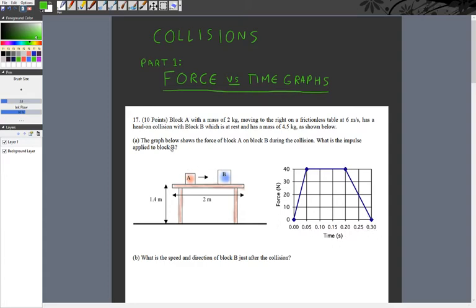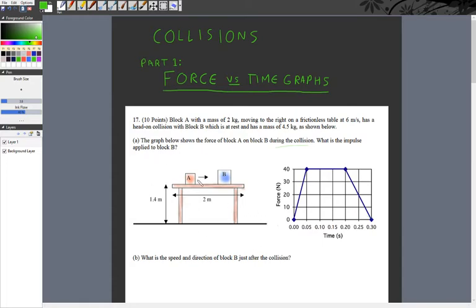Okay, let's go ahead and read the problem. Block A has a mass of 2 kilograms. It's moving to the right on a frictionless table. Frictionless, that probably means there's no external forces, at 6 meters per second. And it has a head-on collision with block B, which is at rest and has a mass of 4.5 kilograms, as shown below. Part A asks us this. During this collision, the graph below shows the force of block A on block B. So what is the impulse applied to block B?